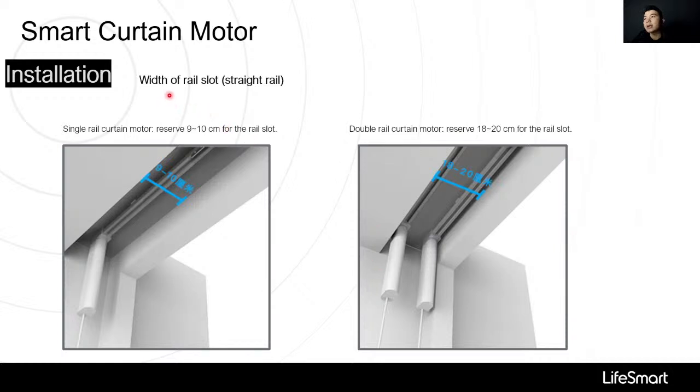Then is the width of the rail slot. Also two situations. For a single curtain motor, please reserve 9 to 10 centimeters for the rail slot. And if there are double curtain motors, please reserve 18 to 20 centimeters for the rail slot.